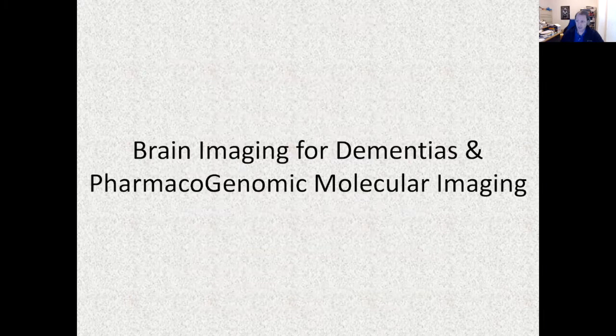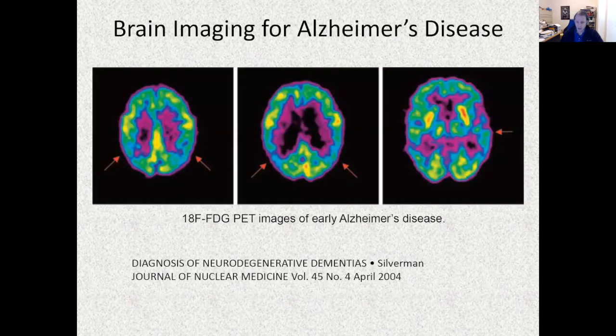First section, where I will review briefly brain imaging. We have an interest in focusing on dementias and pharmacogenomic molecular imaging, which I'll explain. Just to get a sense of what's involved here. This is a PET scan for Alzheimer's disease. It's a single mode, which is PET or positron emission tomography.